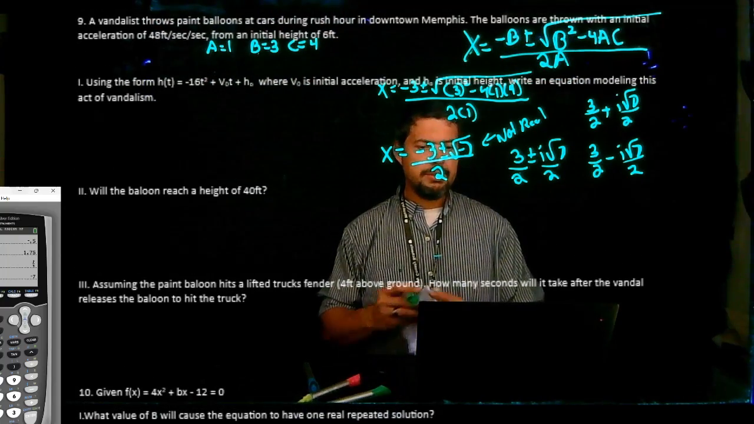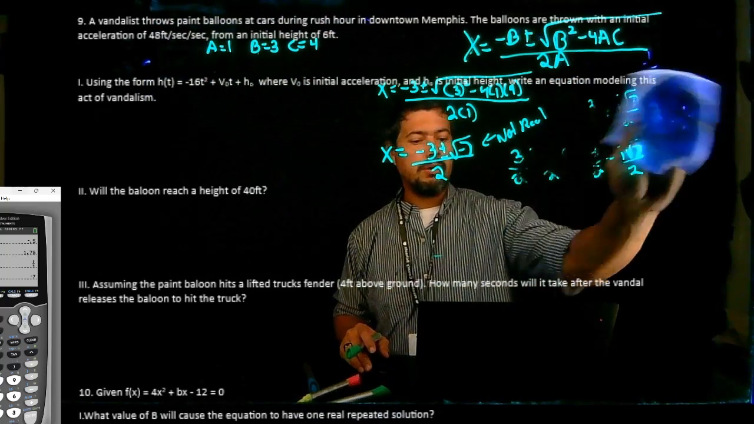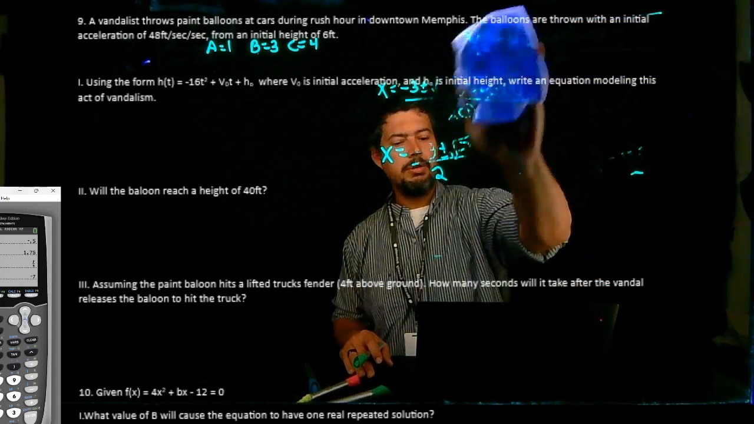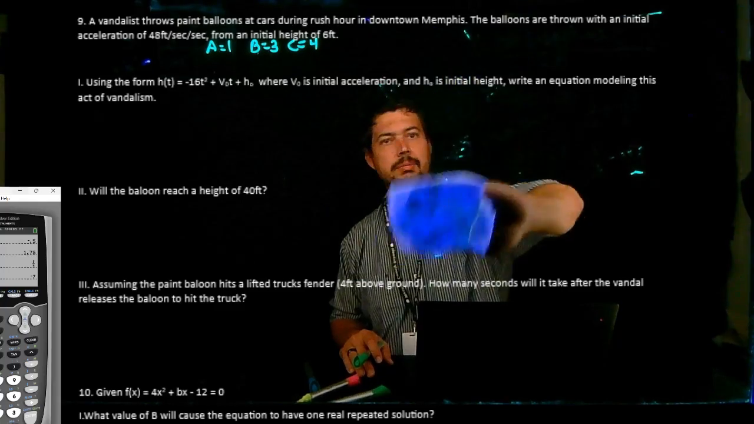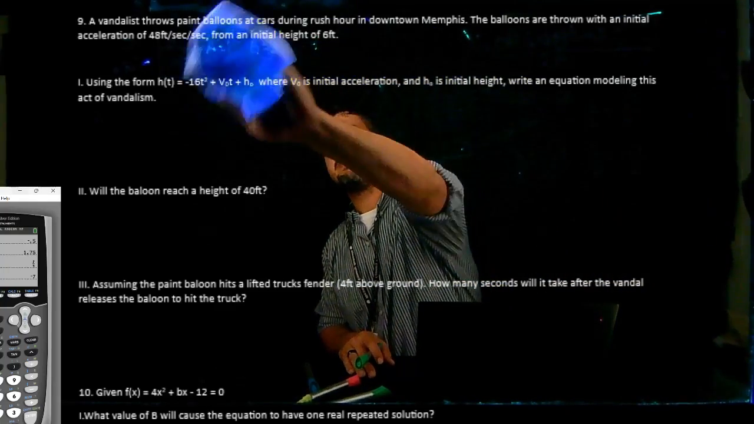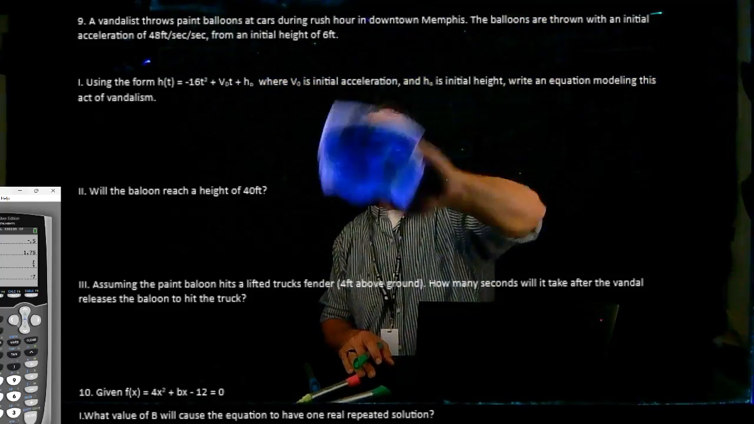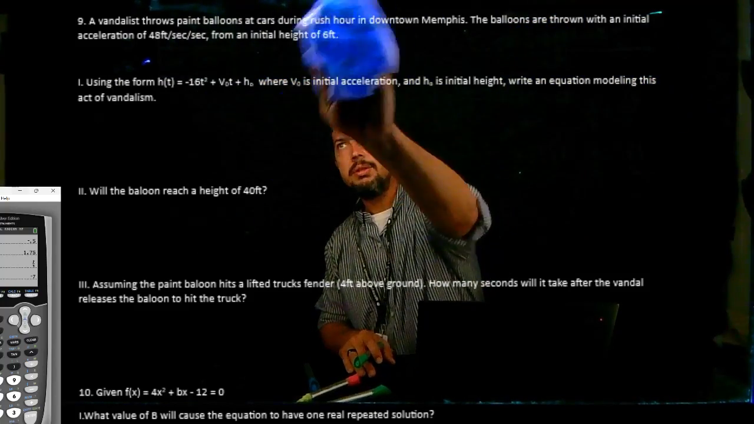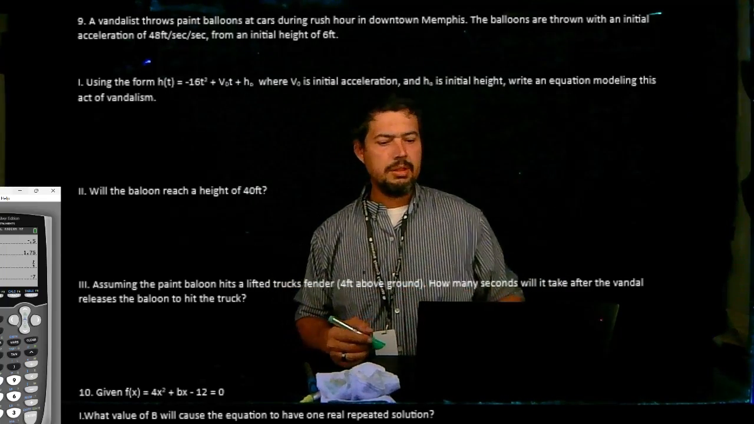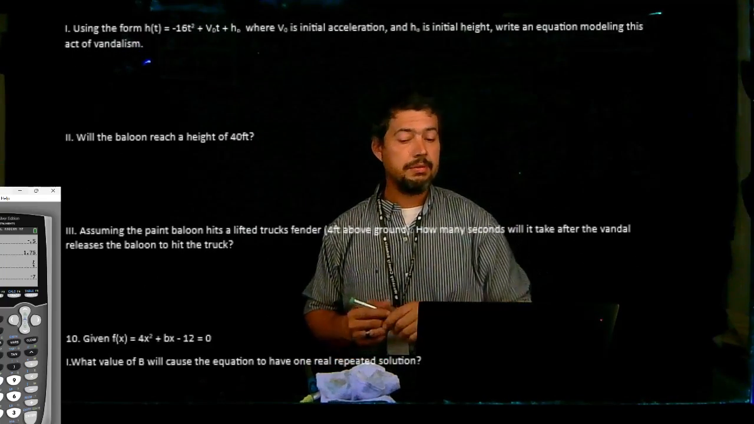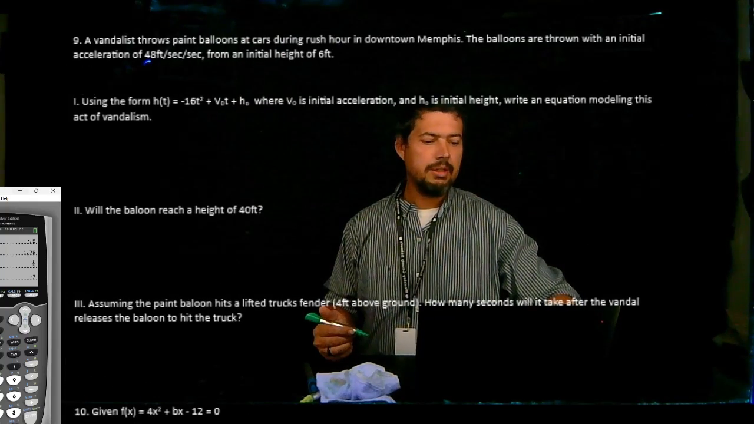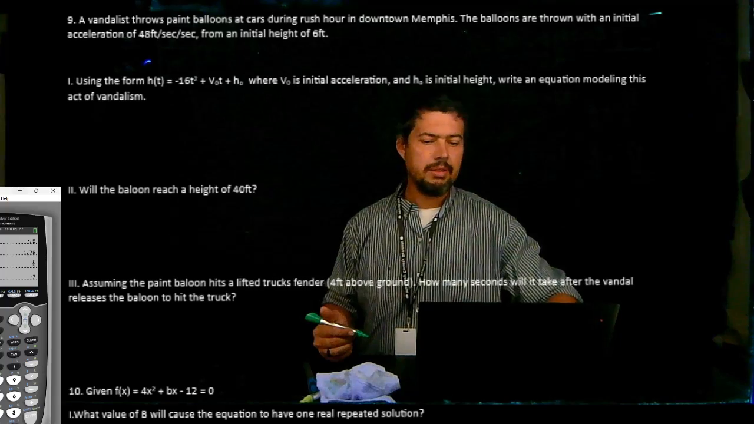A vandalist throws paint balloons at cars during rush hour in downtown Memphis. The balloons are thrown with an initial velocity of 48 feet per second from an initial height of 6 feet. Of course, this is not the true setup. The true quadratic equations are a little past y'all's ability right now. Using the form, height as a function of time is -16t squared plus the initial velocity t plus the initial height, write an equation modeling this act of vandalism.